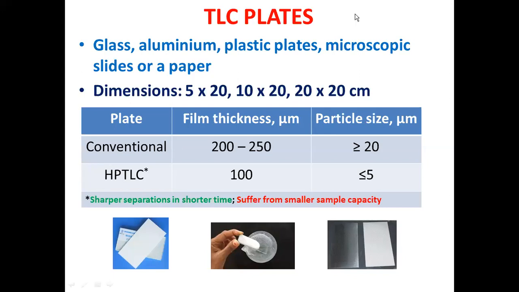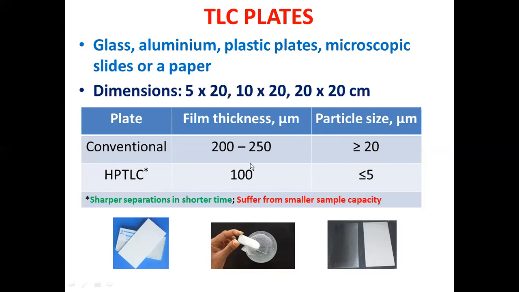So if you look at the distinction between conventional and HPTLC techniques, conventional techniques will have a stationary phase film of thickness 200 to 250 micrometer. So if you look here, the thickness of the stationary phase over the flat surface or over a TLC plate will be 200 to 250 micrometer. And the stationary phase particle size will be greater than or equal to 20 micrometer. The particle size of the finely divided stationary phase is going to be greater than or equal to 20 micrometer.